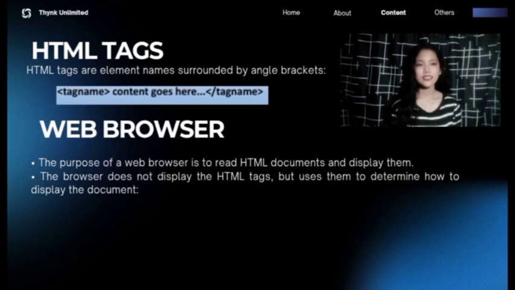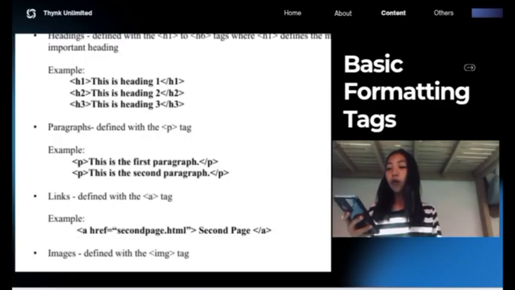So, how does HTML actually work? It uses these things called tags, which are like little instruction labels wrapped in angle brackets. You put these tags around the content you want to structure, like P for a paragraph or H1 for a heading. Now, your web browser like Chrome or Firefox reads these HTML documents and displays them to you. But here's the cool part. The browser doesn't show you the tags themselves. It just uses them to understand how to present the content. So let's move on to how we handle images and lists in HTML.